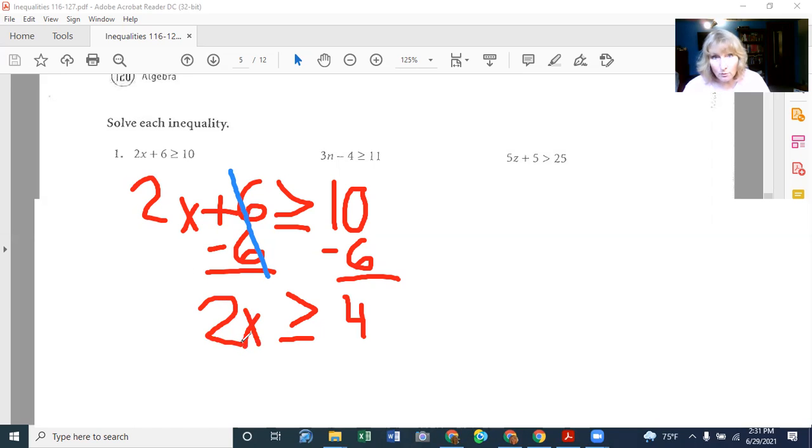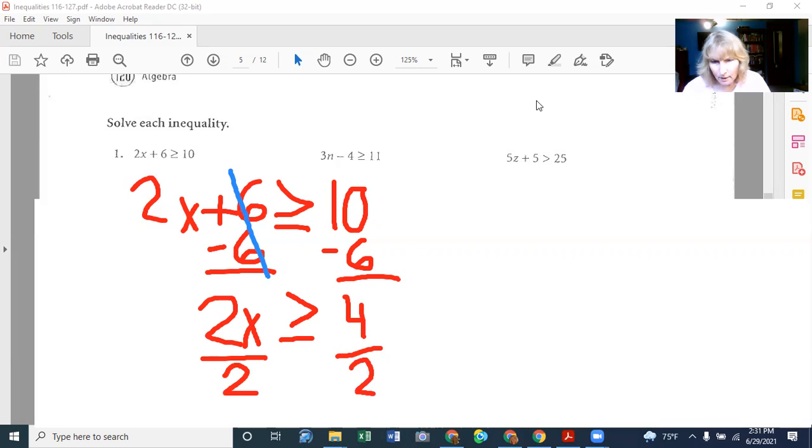Now we are going to get rid of the coefficient in front of the x because our goal is to get x by itself. So to do that, we can see that 2 is being multiplied by x. So we do the opposite of multiplying. We're going to divide. So we're going to divide by the 2. Whatever we do to one side, we do to the other side.